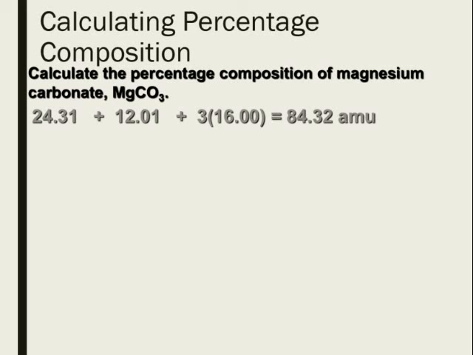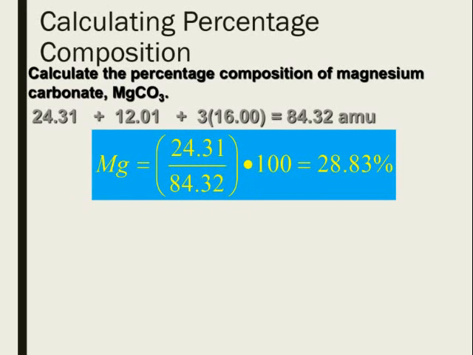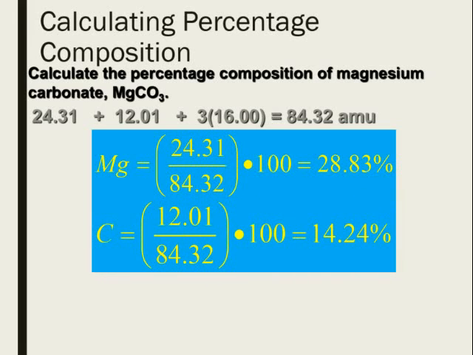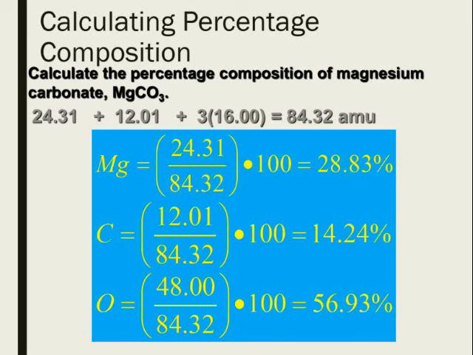Well, if we want to calculate the percent due to magnesium, I'll simply take the mass due to magnesium, divide by the total mass, multiply it by 100%, and I'll have my percent composition. You can do the same thing for carbon. Instead of the 24.31, we'll divide 12.01 by 84.32, multiply by 100, so we can have a percentage. And then lastly, for oxygen, again, we're going to take 16 times 3, so 48, divided by 84.32, because there are 3 oxygens. Multiply it by 100, so you can have a percentage, and the percentage of oxygen is 56.93.